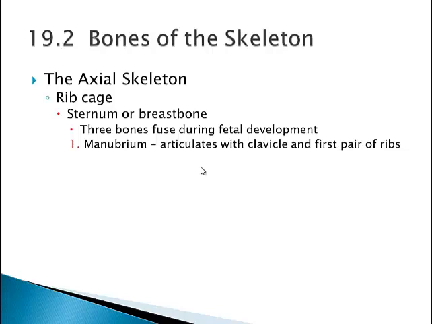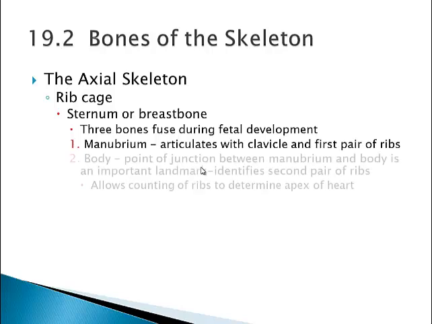The second part is known as the body. The point of junction between the manubrium and the body is an important landmark for medical healthcare professionals. It identifies the second pair of ribs. This allows these healthcare professionals to count the ribs to determine where the apex of the heart is. The final portion of the sternum or breastbone is known as the xiphoid process, or the point of the blade. It has a process for the attachment of the diaphragm muscle.